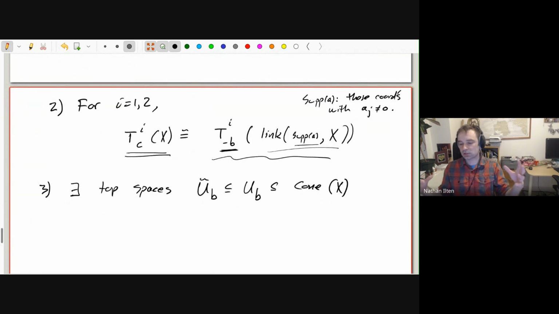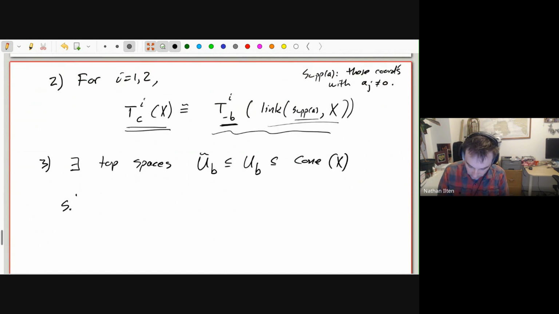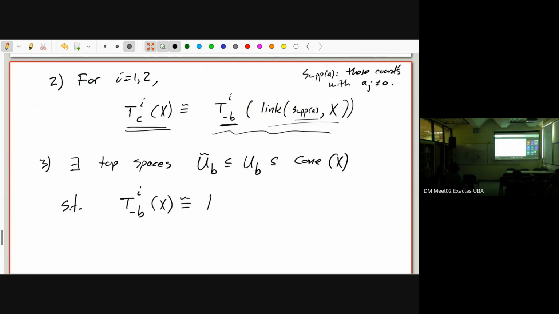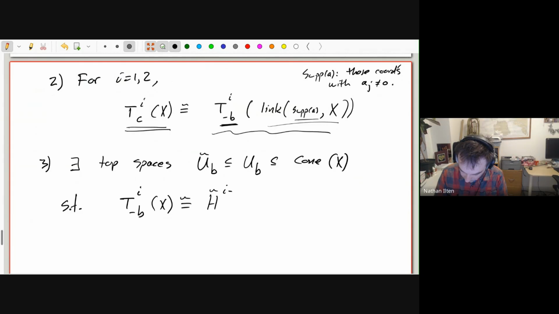Right, so I start with my simplicial complex X. Think about this as a topological space and take the cone over this. So this is a space of one dimension higher, such that what is true? If I'm interested in T^i_{-B} of X, this is isomorphic to the reduced (i-1)st relative cohomology of U tilde of B in U of B with coefficients in K. Okay, so this gives a topological interpretation for this cotangent cohomology.